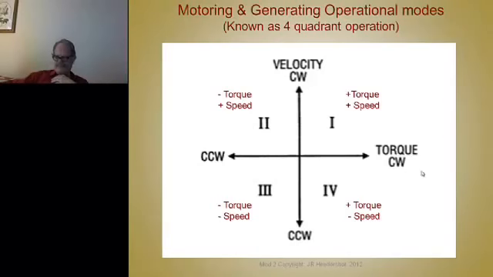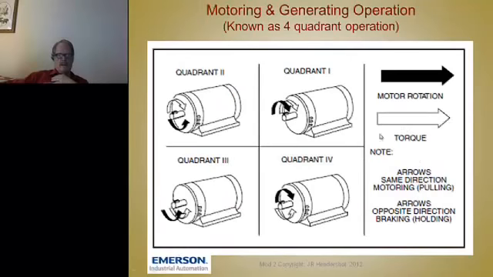Here's another way to look at the same concept, and that is to draw a picture of a shaft, put some arrows on it. A black arrow means speed, and the transparent arrow is torque. So as you can see in each quadrant, in quadrant 1 you've got clockwise torque and clockwise speed.